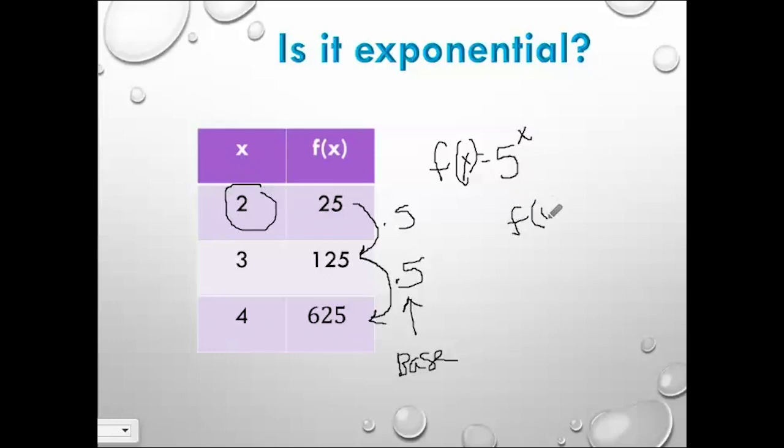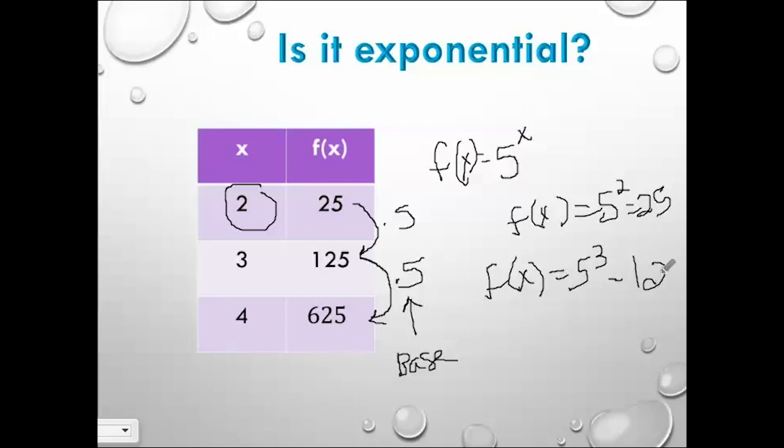f of x equals 5 to the power of 2, which is 25. It works. And it should do the same thing for 3. Okay, f of x equals 5 to the third power, which is 125. Therefore, this is an exponential function, and that exponential function is 5 to the power of x.